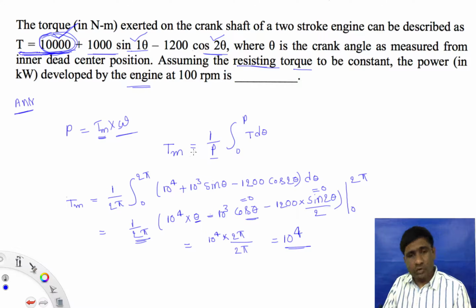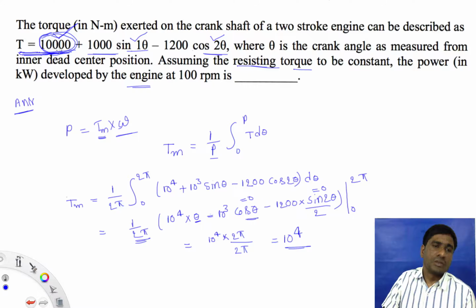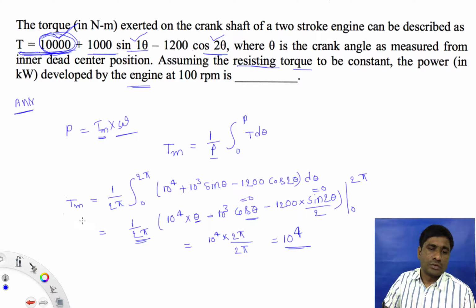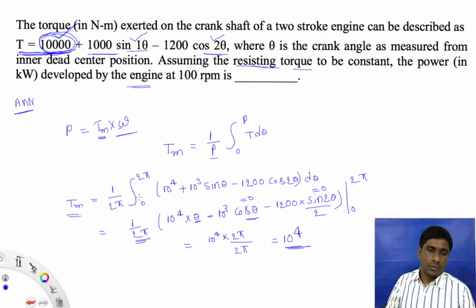But if the same question is asked in the IES, then we cannot take it directly. Instead, you follow this procedure and prove that T mean equals 10 power 4. Why? Because in that exam, in the conventional paper, procedure is important.